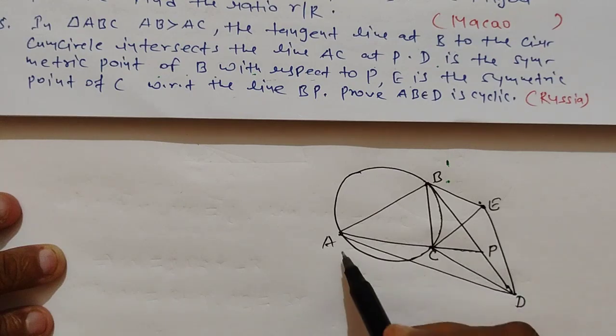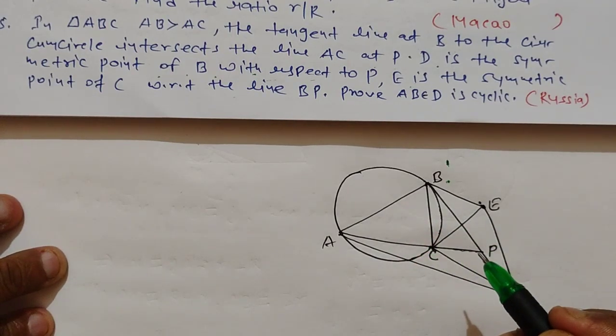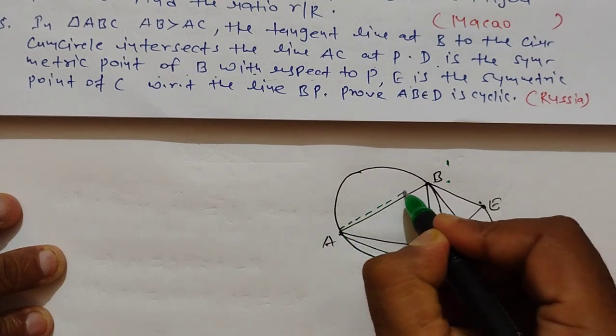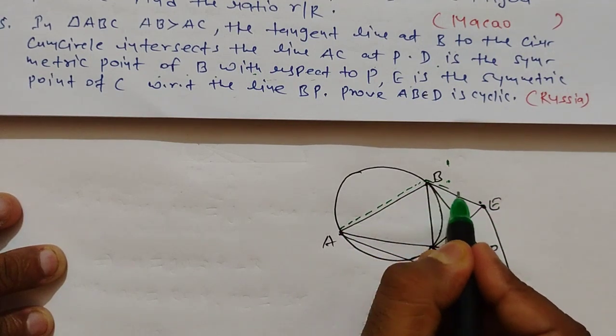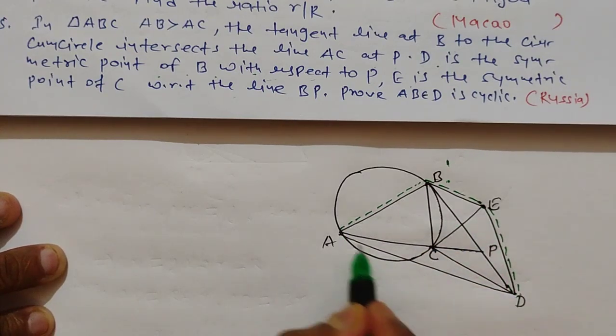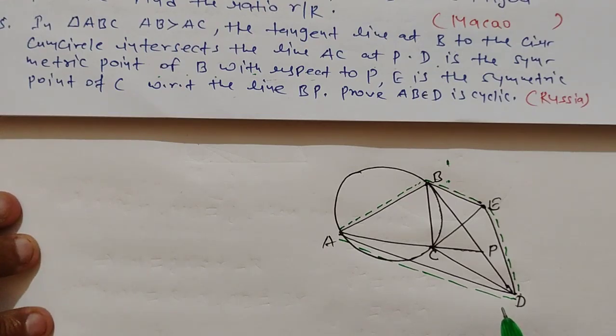and we have to prove that ABED is cyclic. So here we will use this as the dotted line with green pen. This is the part to be proved, that this is a cyclic quadrilateral.